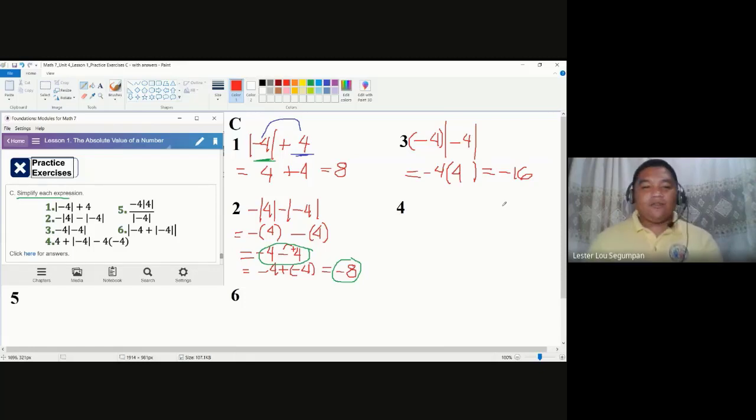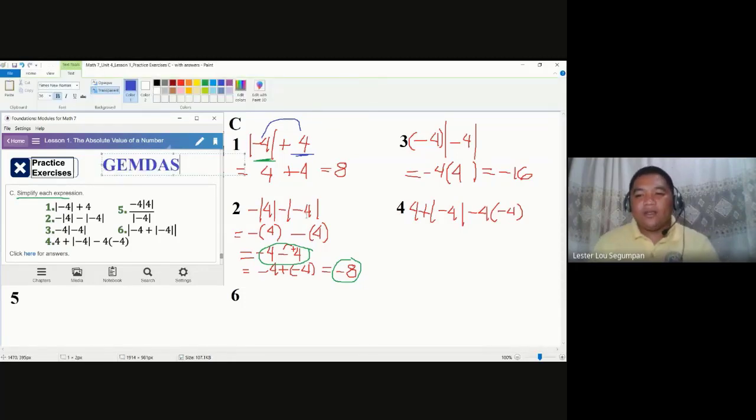So let's proceed to number four. This is a longer one because you have multiple operations. You have 4 plus the absolute value of negative 4, minus 4 times negative 4. So we are treating them as different operations. You could use GEMDAS, as I've mentioned last time.